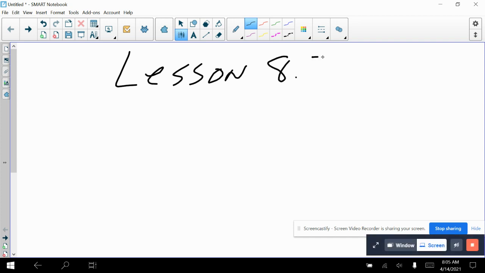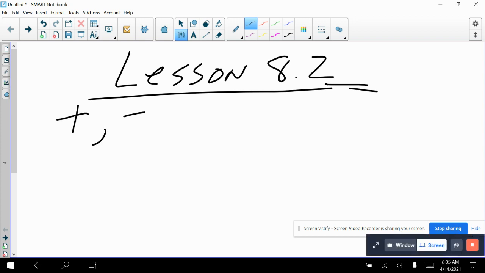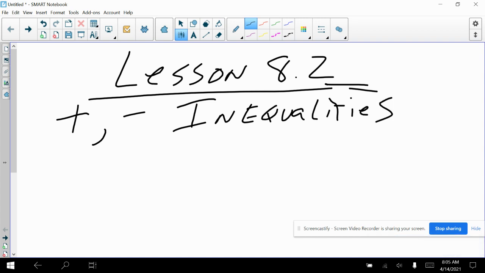Okay, so today we're going to be going over lesson 8.2, which is adding and subtracting inequalities. Very, very similar to lesson 7.2, when we had the equations.